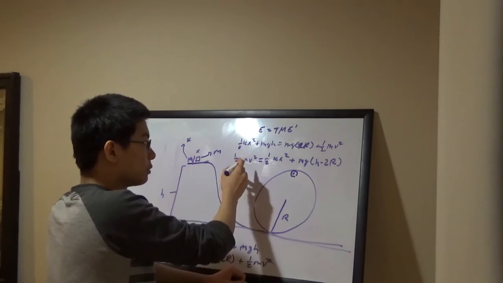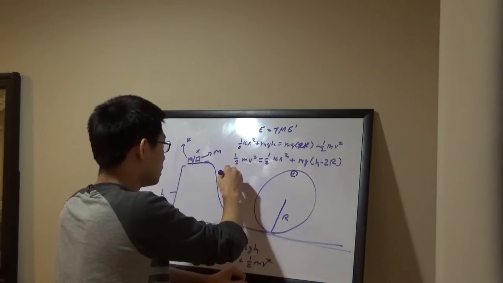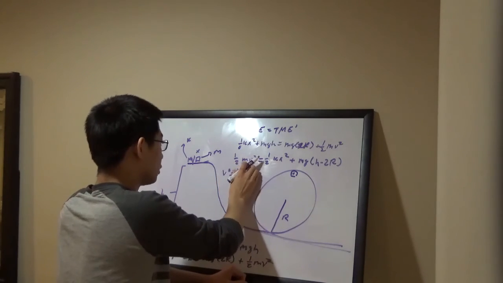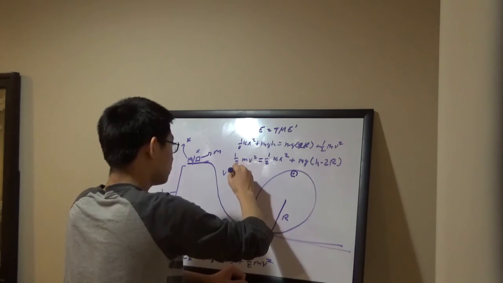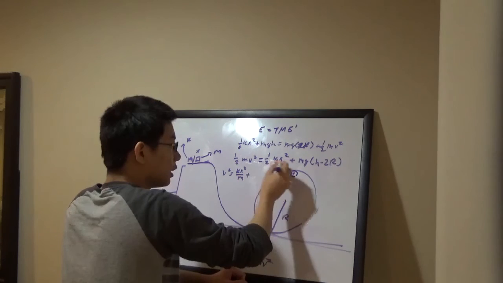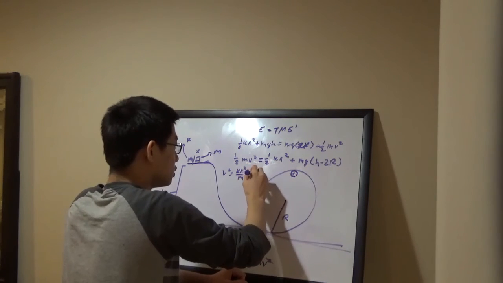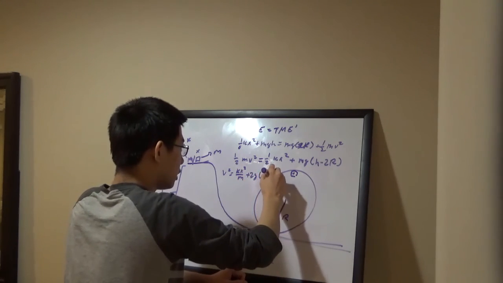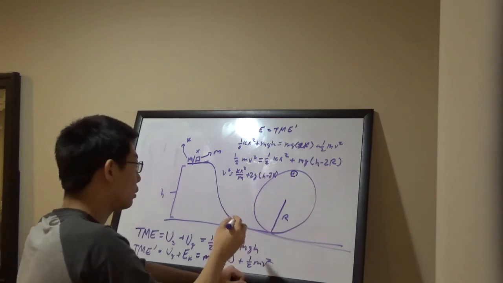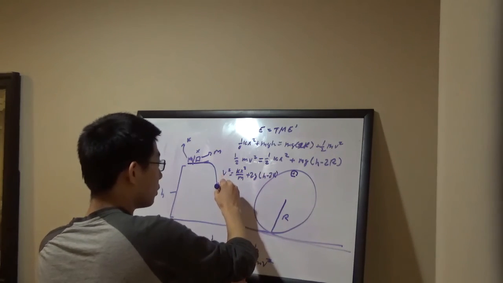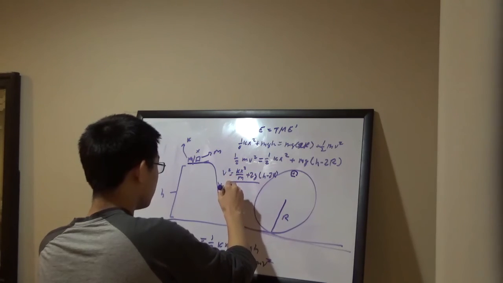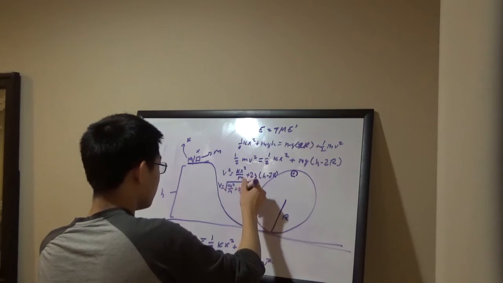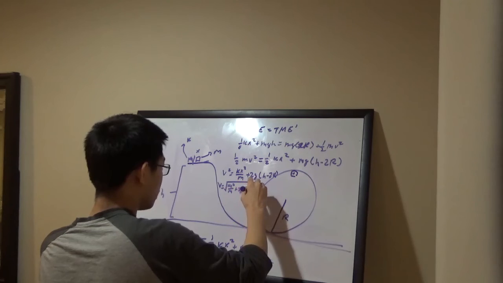We divide both sides by 1/2 m, and we get v squared is equal to kx squared over m plus 2g(h minus 2r), since the 1/2s go away. So my velocity is the square root of this, which is the square root of kx squared over m plus 2g(h minus 2r).